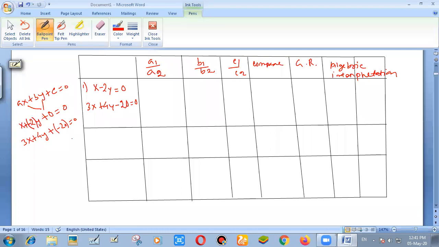Now see here. Now here x means what? Before x, 1 will be there. That means here a1 is 1. A1 means your coefficient of x in the first equation. A2 means coefficient of x in the second equation. B1 means coefficient of y in the first equation. B2 means coefficient of y in the second equation. Clear? Yes. Now C1 is the constant term in the first equation. C2 is the constant term in the second equation.